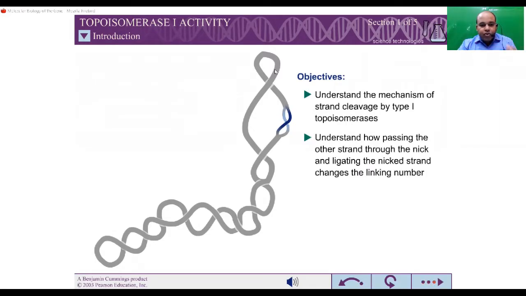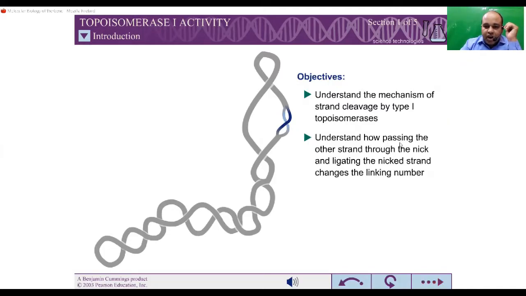Okay, so the type 1 topoisomerases are a type of topoisomerases that have the ability to resolve the supercoiling present in the DNA. They have the ability to make a nick over one strand and pass the other strand through it so that the resolution of the two strands can be made. एक strand को क्या करेंगे, एक strand को कट लगाएंगे, उस strand को दूसरे strand में से पास करा देंगे so that the resolution of the supercoiling can be made.